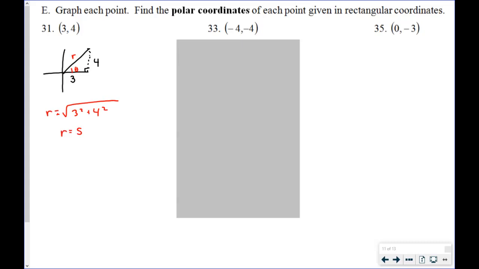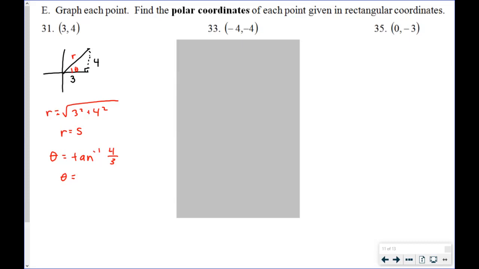Now, theta gets a little bit trickier. We do have to use right triangle trig for theta. Theta is equal to the inverse tangent of 4 over 3. That is something you're just going to type into your calculator. We are going to stick in radians today because your test will be in radians. I think that's the plan. We'll see. But just do work with radians today.